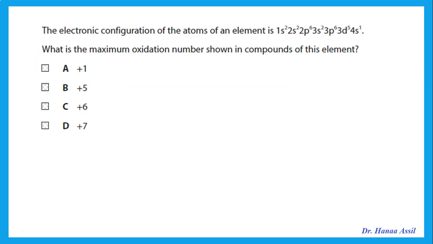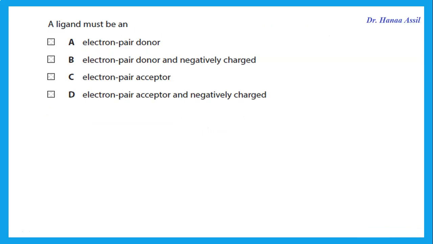Electronic configuration of atoms of an element is this. What is the maximum oxidation number shown in compounds of this element? If we have any of the transition elements we're going to talk about, what is the maximum oxidation number? Remember, transition elements have more than one oxidation state, and the maximum is if we remove all the electrons in the 4s and the 3d. So for this element, we have 6 electrons that we can remove. So the maximum oxidation number this element could have is +6.